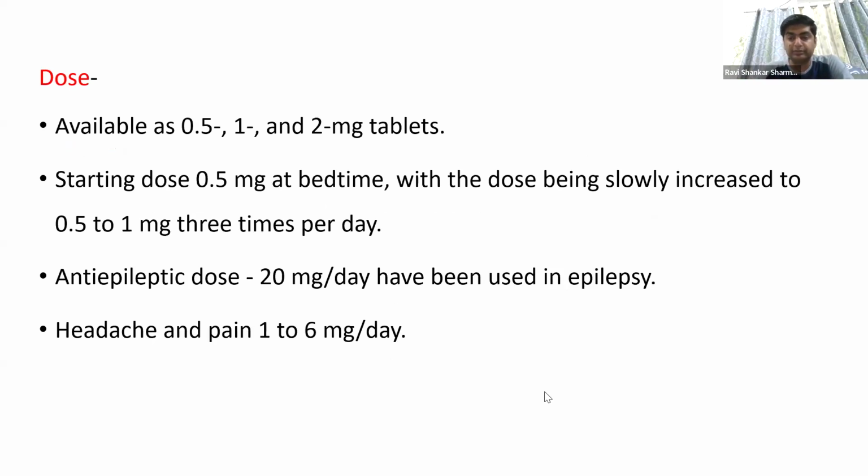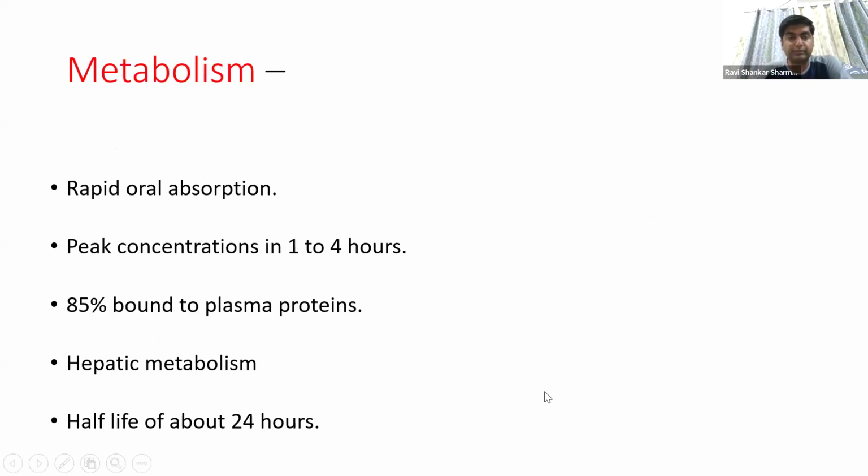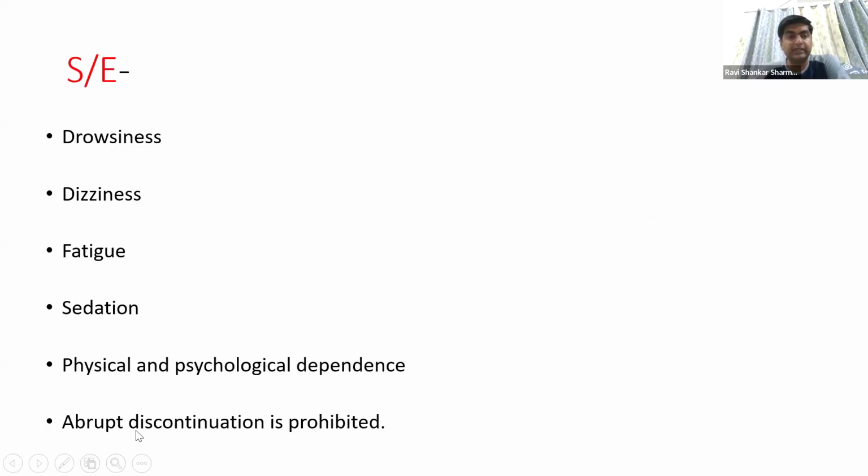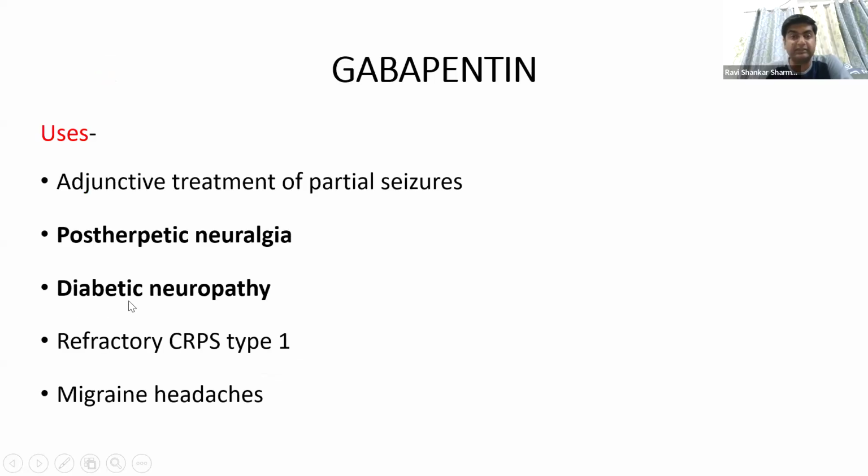Metabolism: one thing important to remember is that 85% is bound to plasma protein, so very little is available as free drug, and that's why it has a longer half-life of 24 hours. Side effects: like other benzodiazepines, it has drowsiness, dizziness, fatigue, sedation, and dependence is definitely there. It can sometimes be used in post-herpetic neuralgia or diabetic neuropathy.